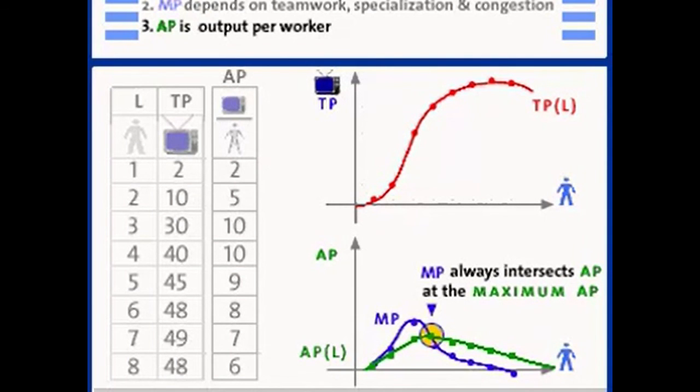What's next? Next, we're going to take these notions of productivity and couple them with some information about input prices. And we're going to come up with a set of cost curves, a representation of the firm's cost of producing any given amount of output.